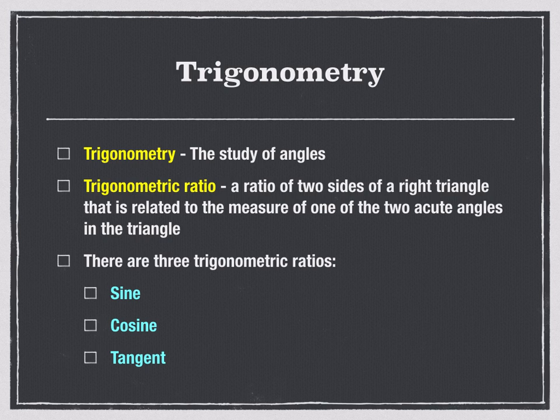What we describe as a trigonometric ratio is actually a ratio of two sides of a right triangle, and that ratio is related to the measure of one of the two acute angles. Technically, it does not matter which, it's just we give the ratio a different name. There are three trigonometric ratios: sine, cosine, and tangent.